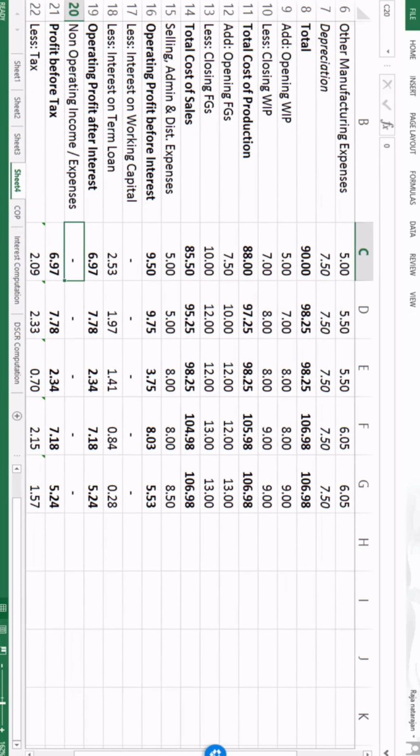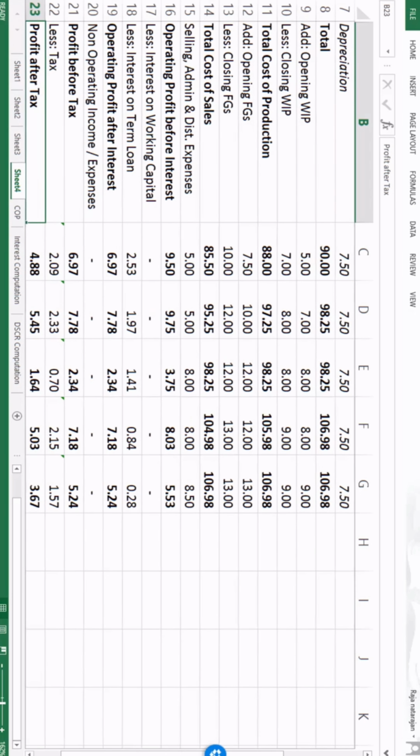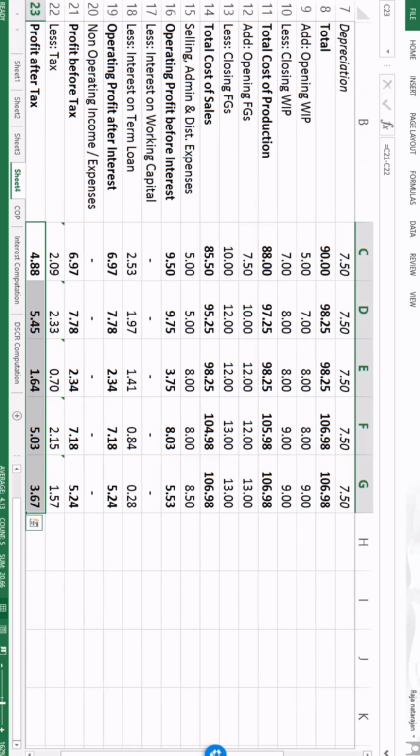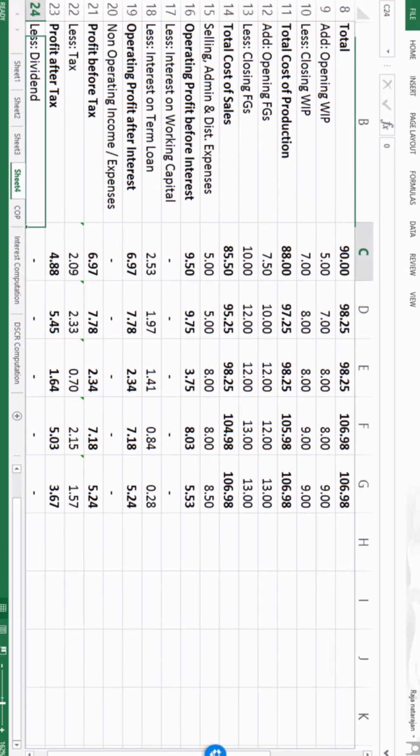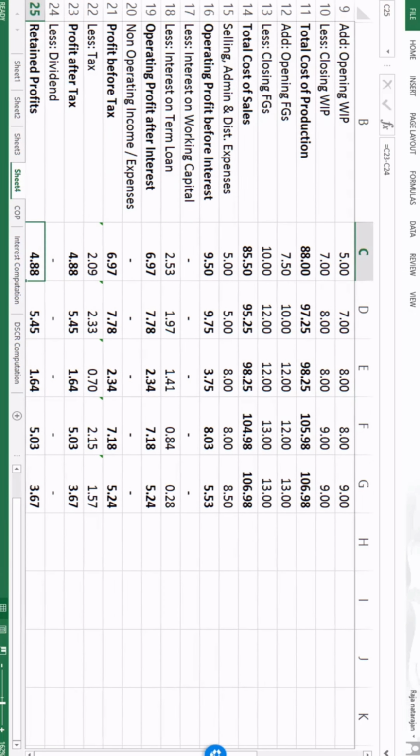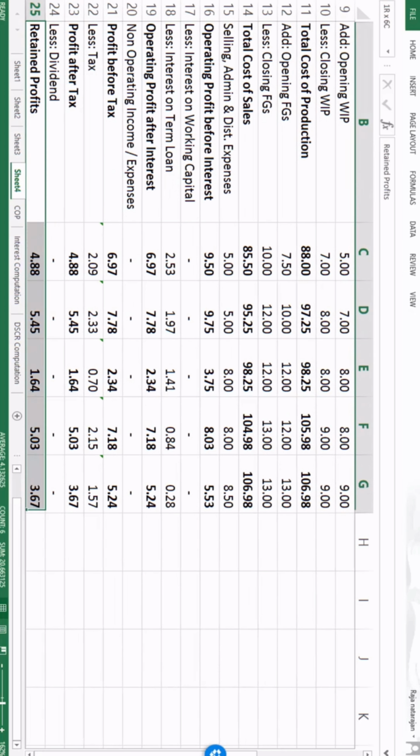Then if there are any non-operating income or expenses, they've got to be added or subtracted, and assuming no non-operating income, we have profit before tax. And on this, a 30% tax rate is applied. Since we are talking about the future, directly we are applying 30% on this. Okay, so we have profit after tax. If any dividends have been distributed, that should also be deducted. In this case, nothing, so this is the retained profit.